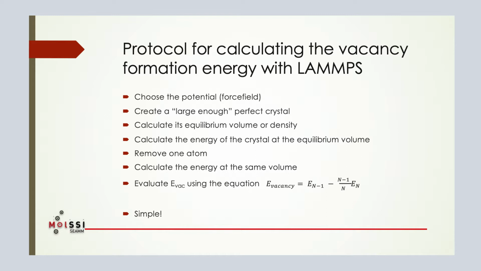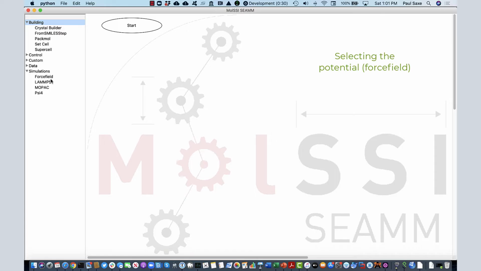Need to create a large enough perfect crystal, calculate its equilibrium volume or density, calculate the energy of the crystal at this equilibrium volume, remove one atom, calculate the energy at the same volume, and then evaluate the equation to get the vacancy formation energy. Really quite simple. Here we are in SEAMM, ready to turn that protocol into a flowchart.